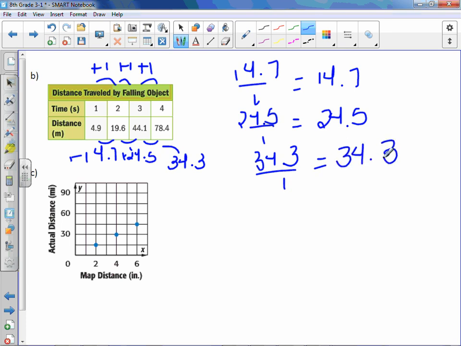Now, I do not have to take this a step further. This is not linear, and because it's not linear, it can never be proportional. So our answer here would be no, because it does not have a constant rate of change.